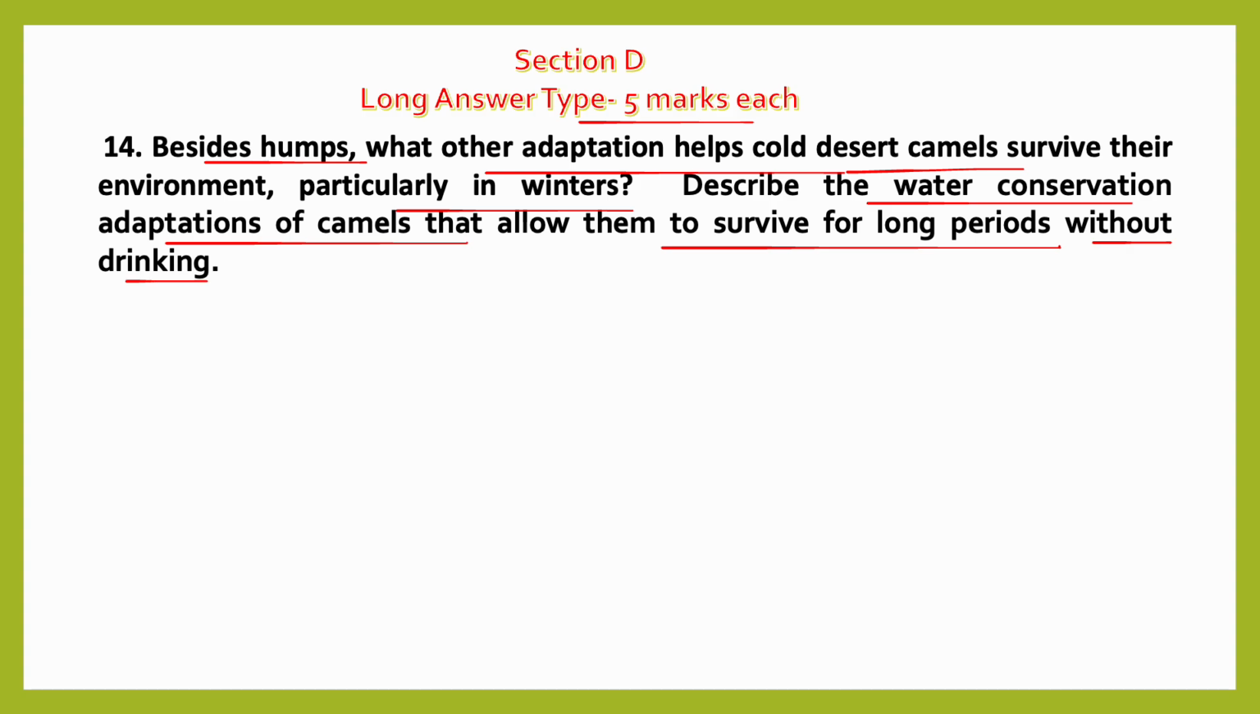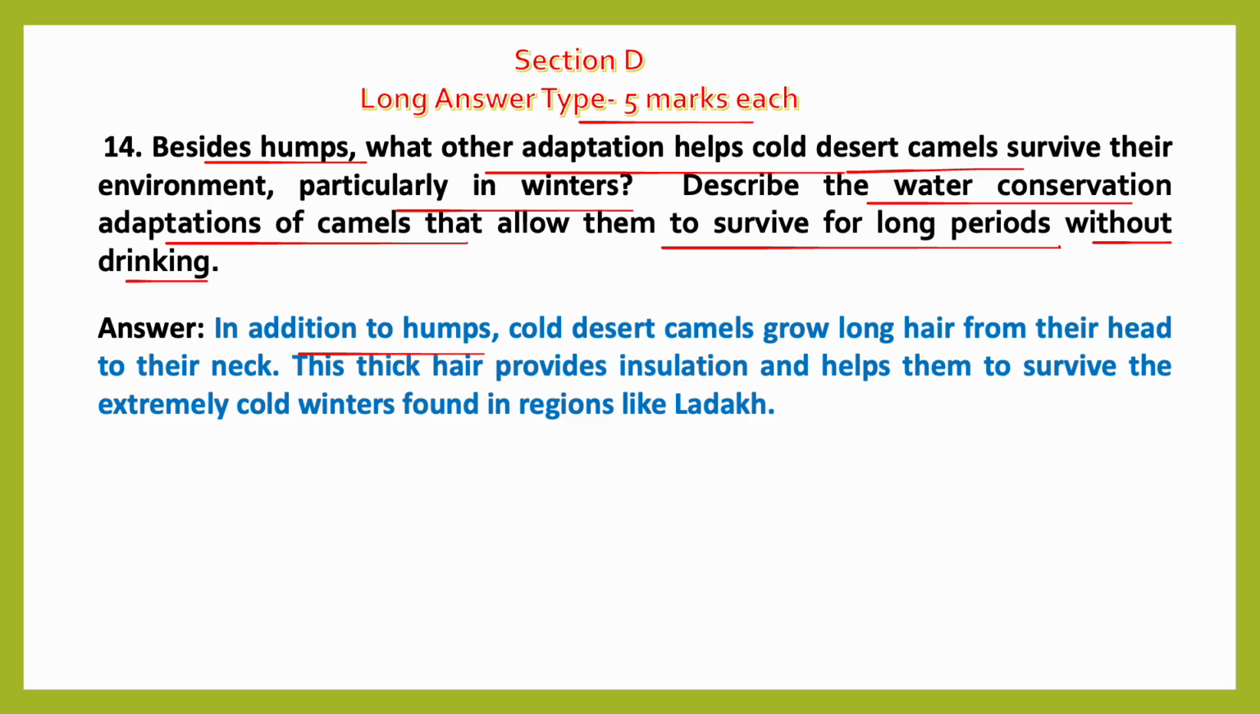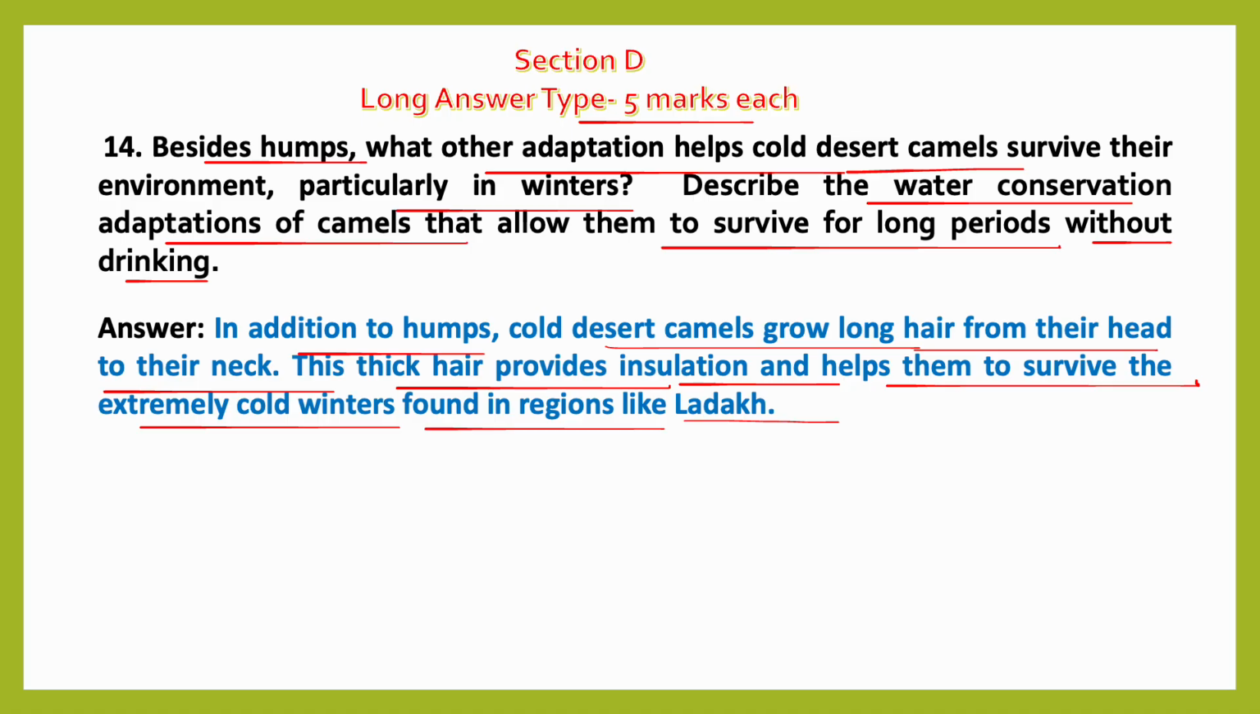So, besides humps, what other adaptations help cold desert camels survive their environment, particularly in winters? In addition to humps, cold desert camels grow long hair from their head to their neck. This thick hair provides insulation and helps them to survive the extremely cold winters found in regions like Ladakh.